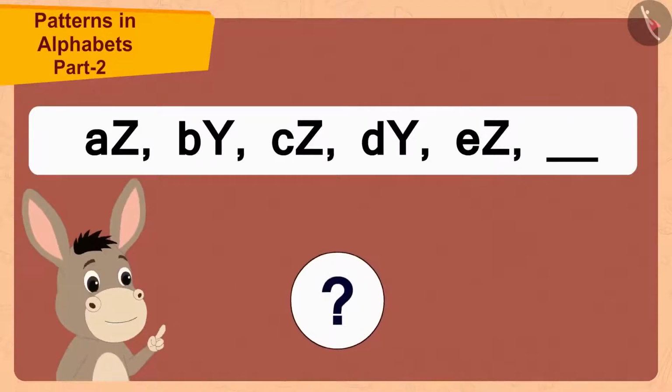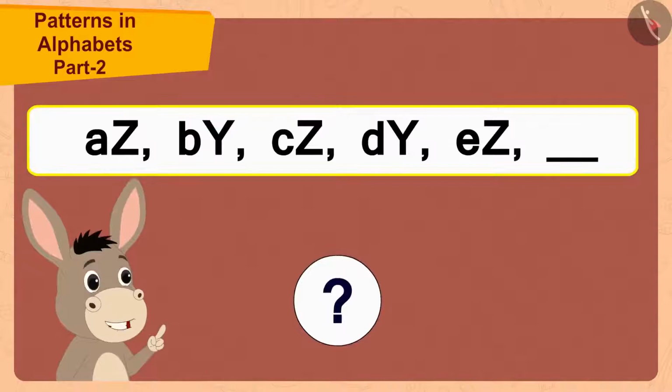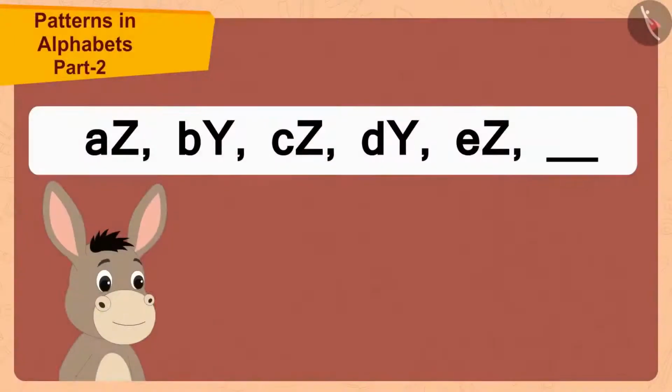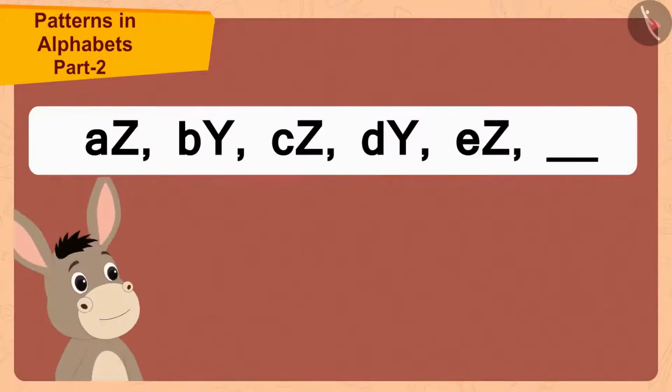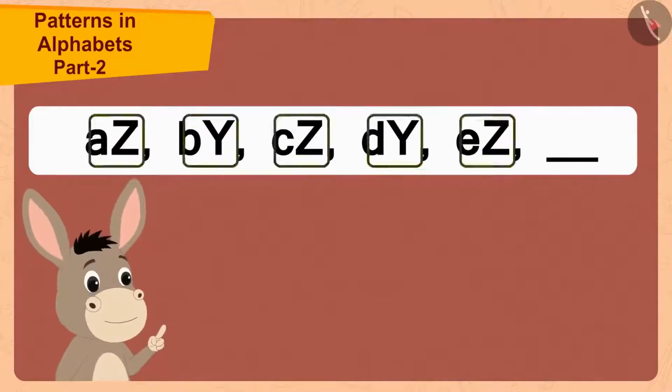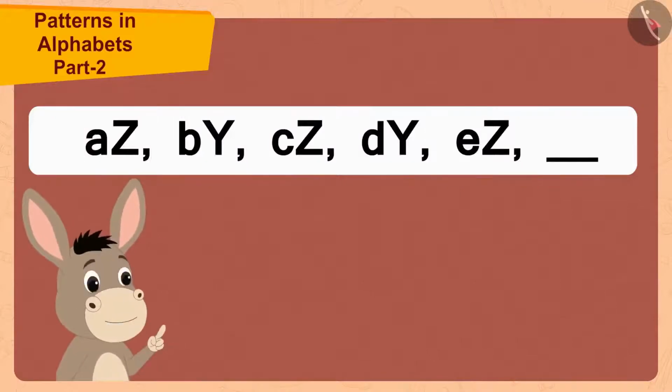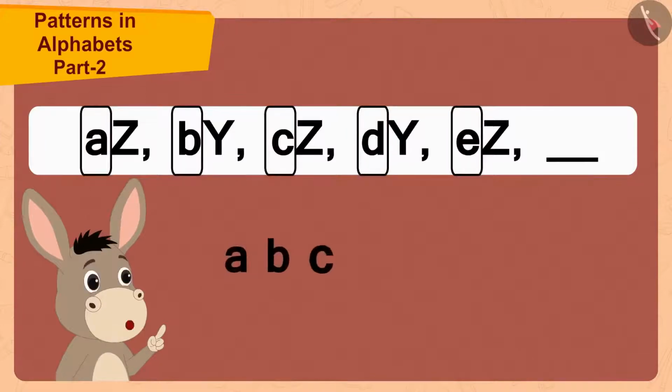What can be the rule of this pattern? What letter should I write in this blank space? Bhola started thinking. Bhola then looked at the pattern more closely. Here two-letter pairs are made. Let me look at the small letters first. Well, here the small letters are increasing in order.